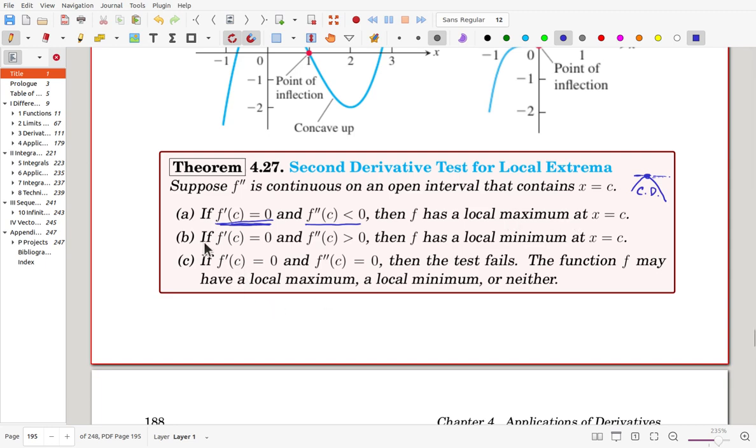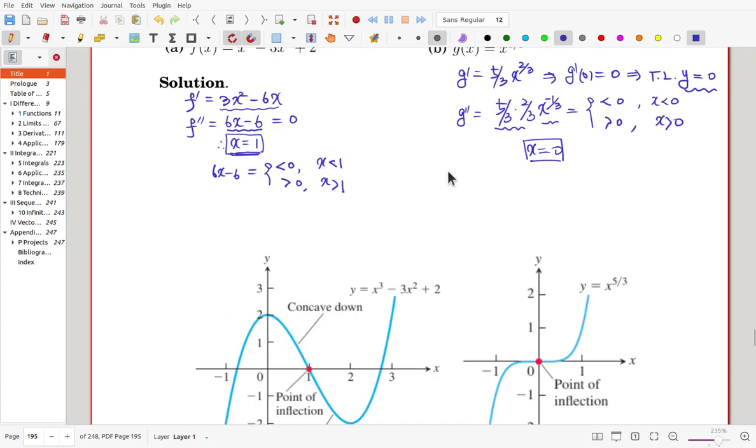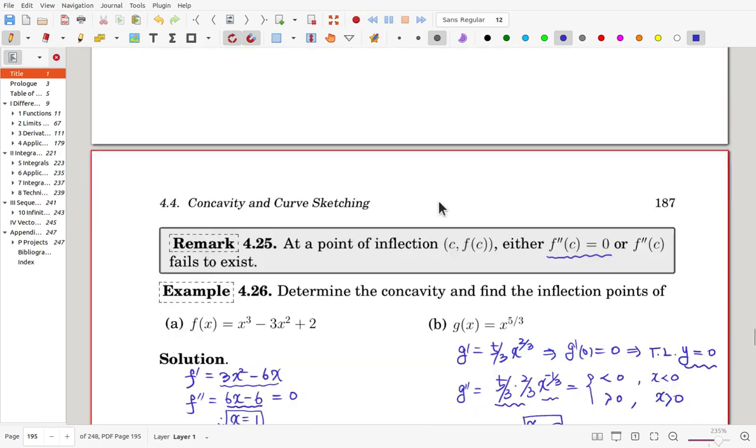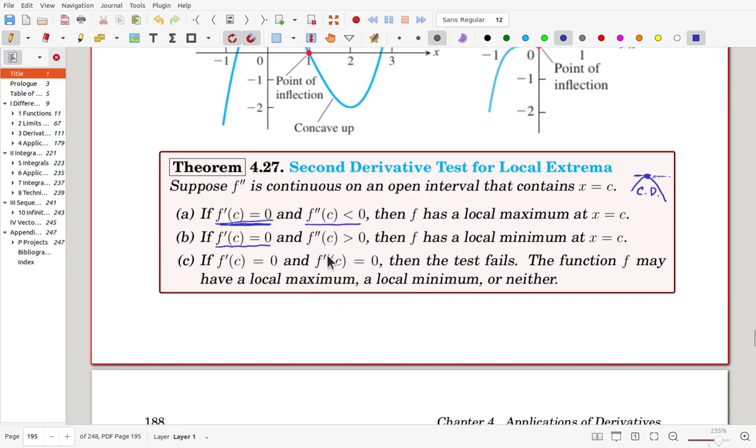Now the same, A is flat at the point, so the tangent line is horizontal, and now the second derivative is positive. Then we know that here the second derivative is positive, so it's concave up. So it's concave up, and here at the point we have a local minimum, and we can explain that pictorially in this way.